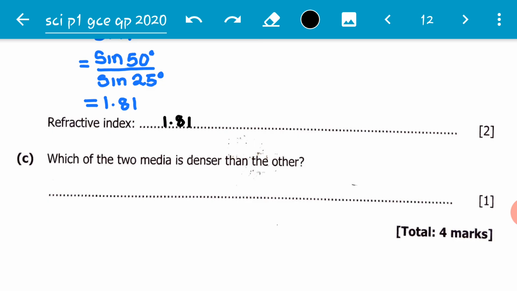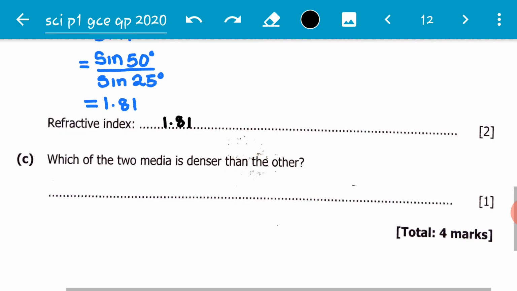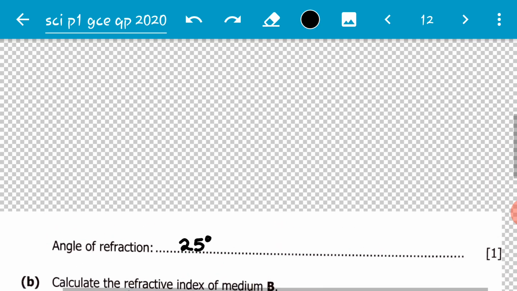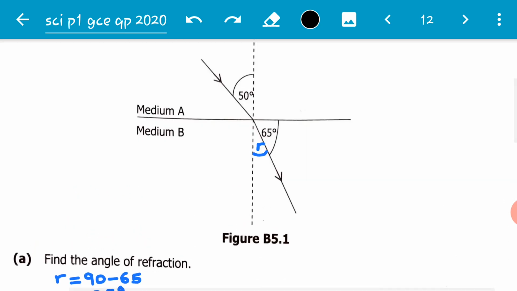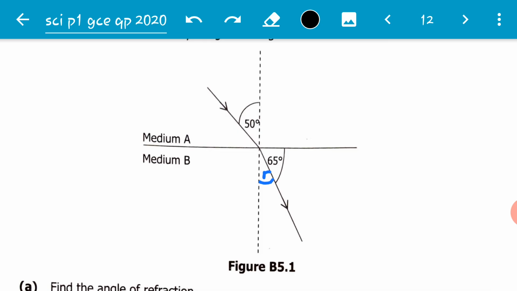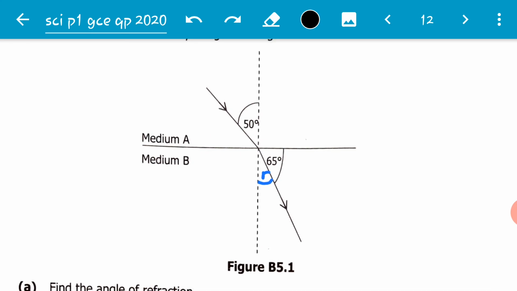Which of the two media is denser than the other? Let's go back to the top. When light enters a denser medium, it bends towards the normal. And when it moves from a denser medium to a less dense medium, it bends away from the normal.